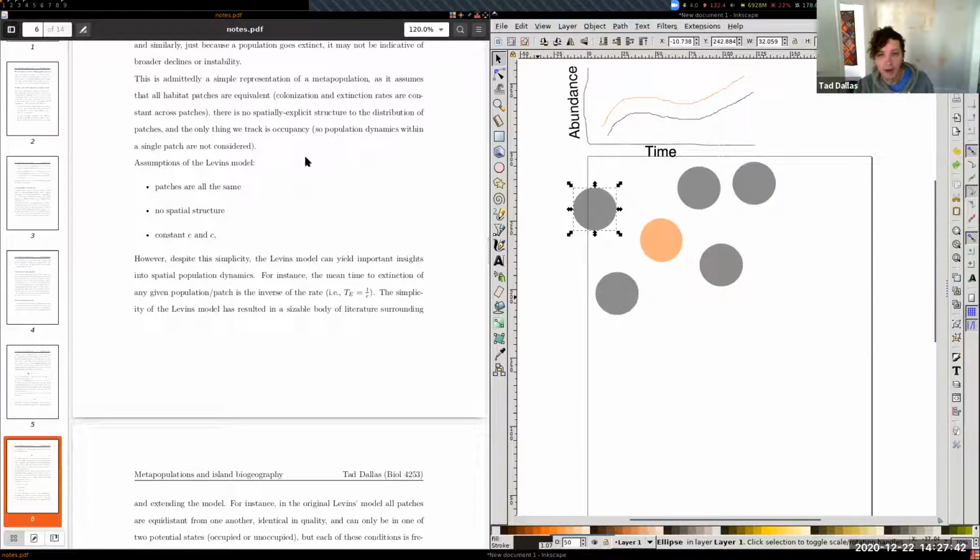It's neat that this model is still being used and still provides insight, but it makes so many simplifying assumptions. It's kind of cool. And you can calculate useful metrics from the simple model as well. You can look at the mean time that any patch would go extinct as the inverse of the extinction rate E. So we would expect the time for a patch to become extinct to equal 1 over the extinction rate.